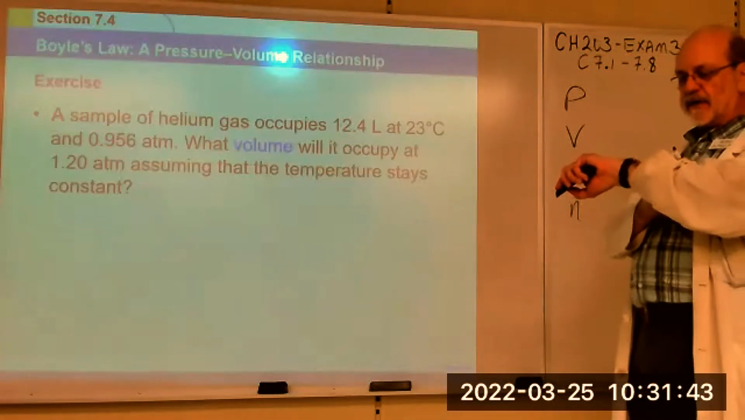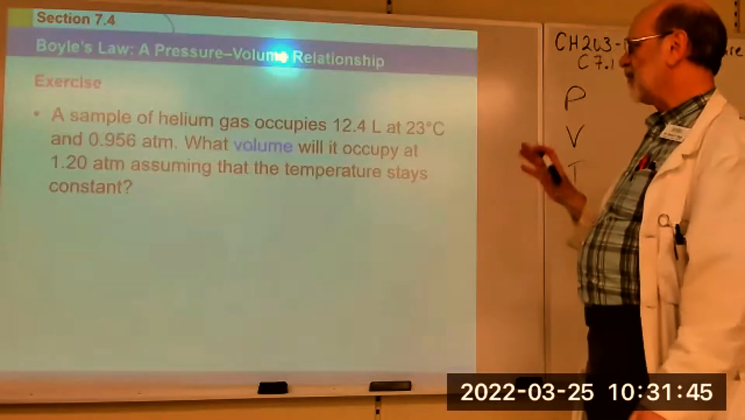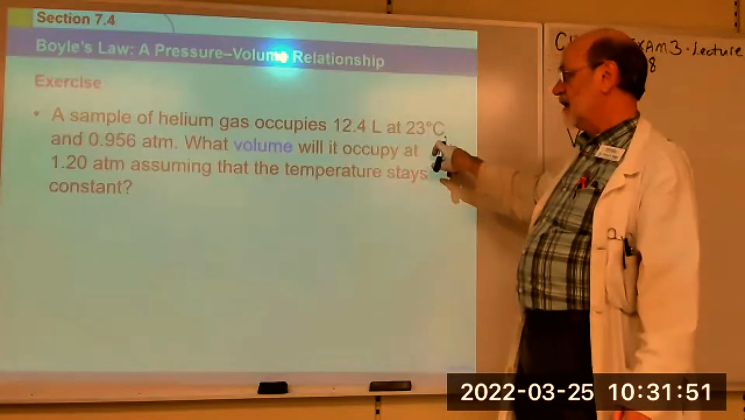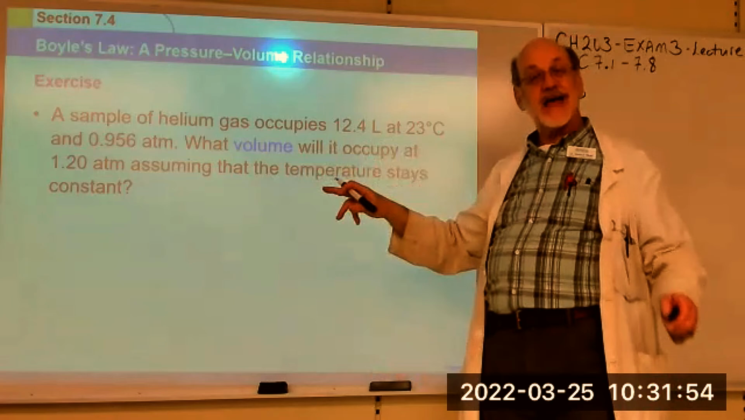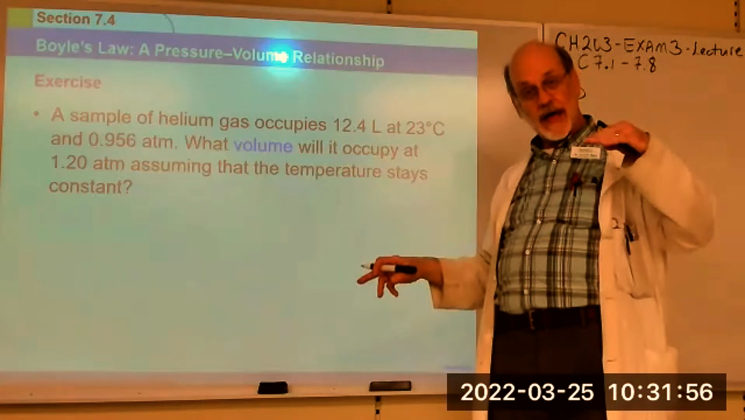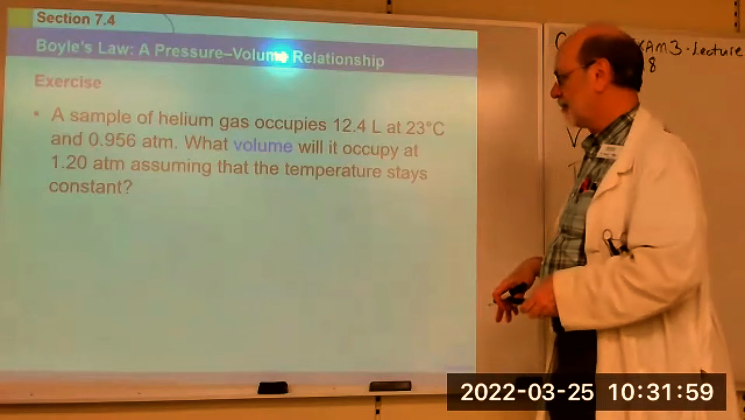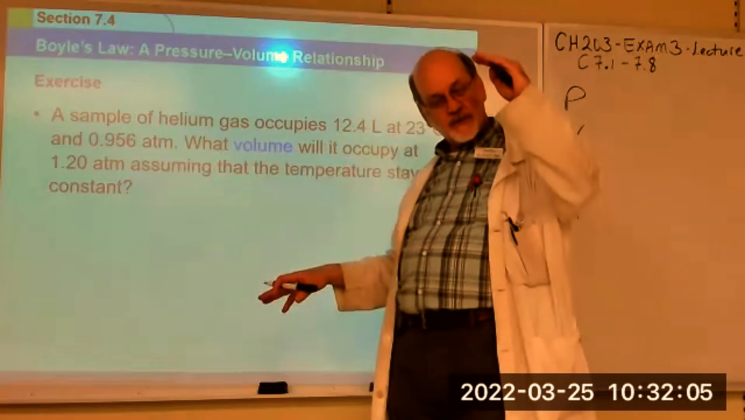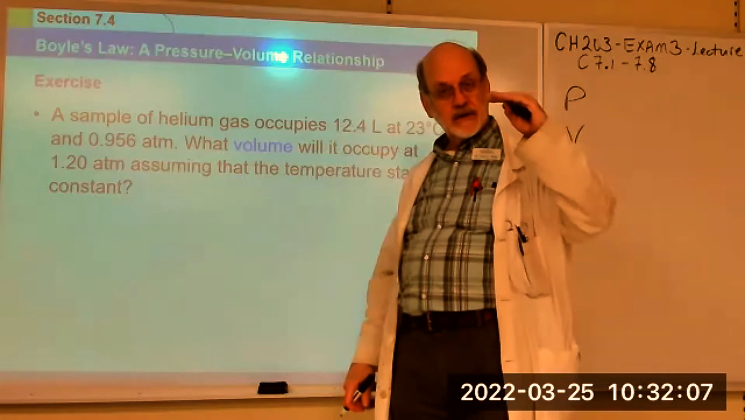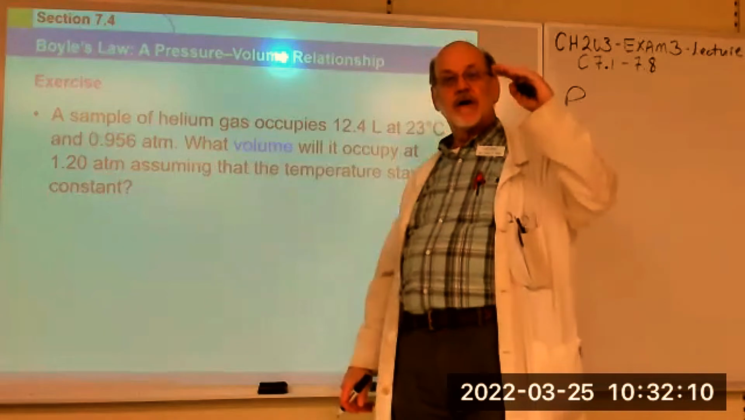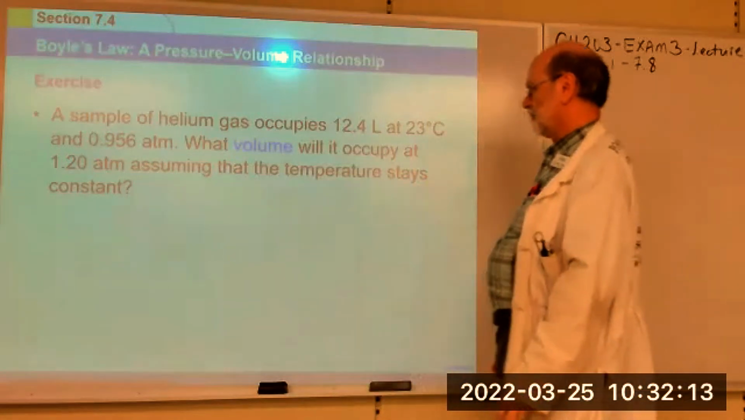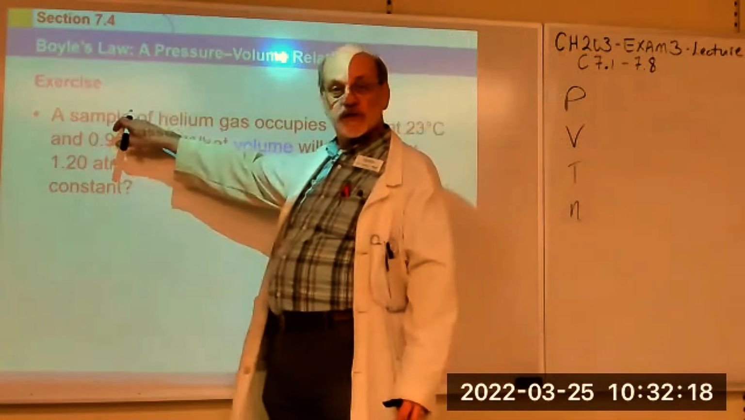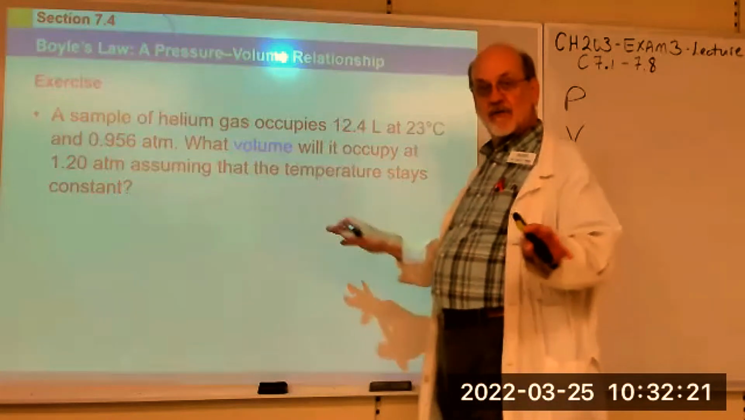Okay, so we're going to do an example here. A sample of helium gas occupies 12.4 liters at 23 degrees C and 0.956 atmospheres, right? It's less than 1 atmosphere, just a little bit less. What volume will it occupy at 1.2 atmospheres? Increase the pressure. What should happen to the volume? Right? Pressure goes up, volume goes down. Assuming that the temperature stays constant and the sample, of course, doesn't change. We have the same number of moles.